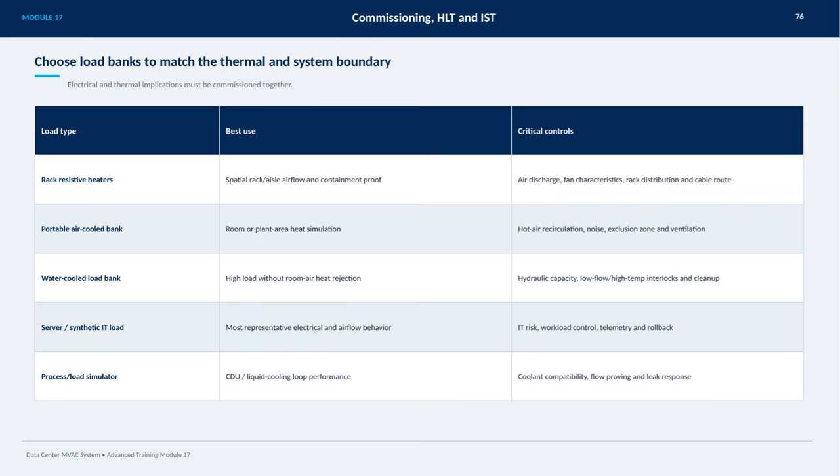Next, portable air-cooled banks are best used to simulate heat in a room or plant area. It's critical to manage hot air recirculation, noise levels, and establish clear exclusion zones along with sufficient ventilation.